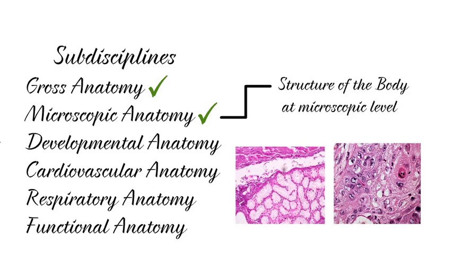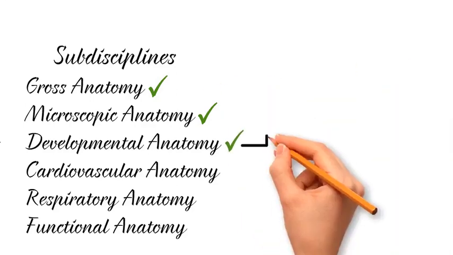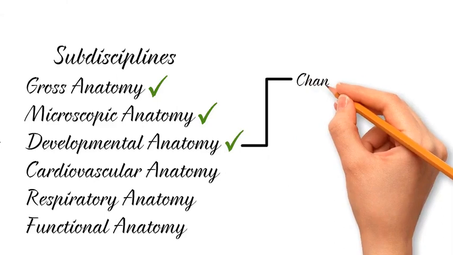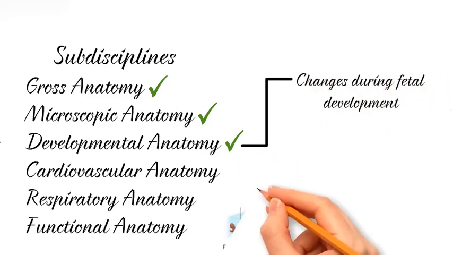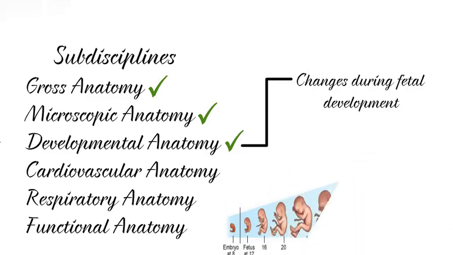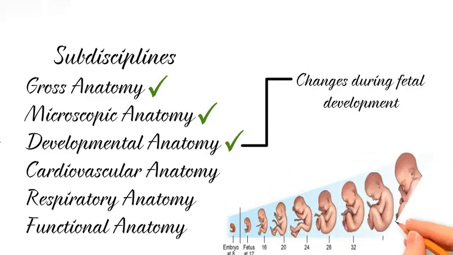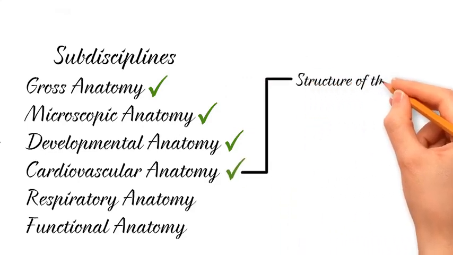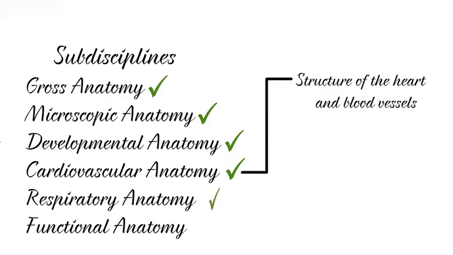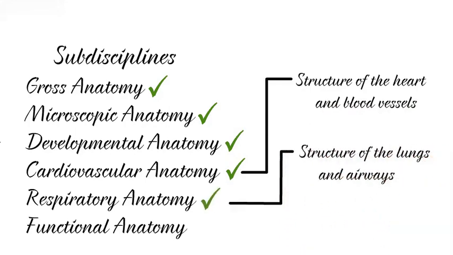within the body. Developmental anatomy, also known as embryology, is the study of the changes that occur in the body during fetal development. This includes the development of the organs and tissues, as well as the genetic and environmental factors that influence development. There are also subdisciplines that focus on specific body systems, such as cardiovascular anatomy, which deals with the structure and function of the heart and blood vessels, and respiratory anatomy, which deals with the structure and function of the lungs and airways.